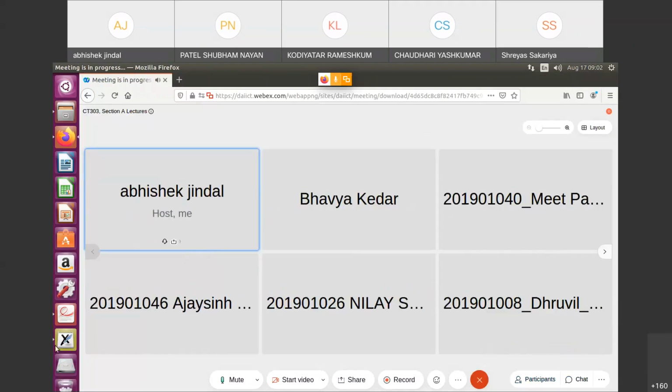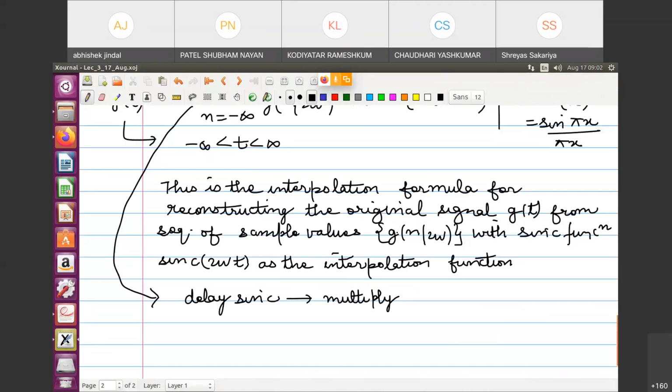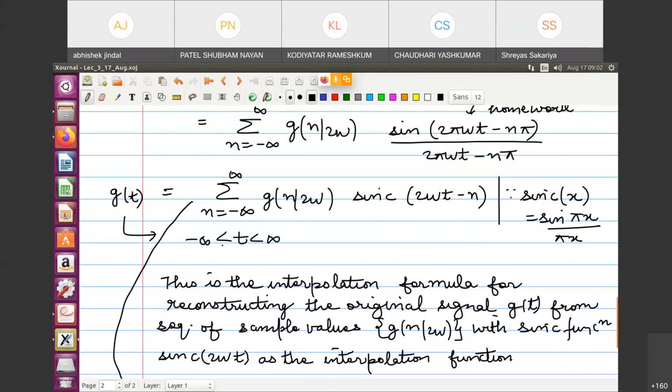There's no issue. Okay. So you delay, multiply with the corresponding sample value, and finally add to get g(t). So these are the three operations which we do to recover g(t) from g(n/2W).